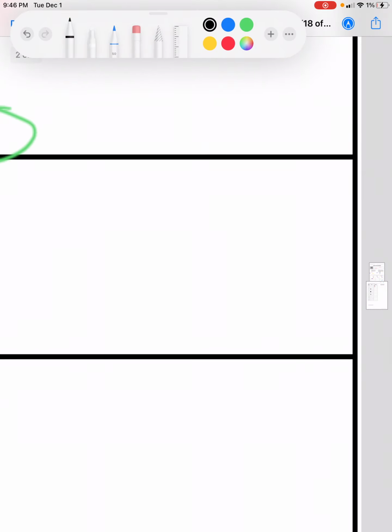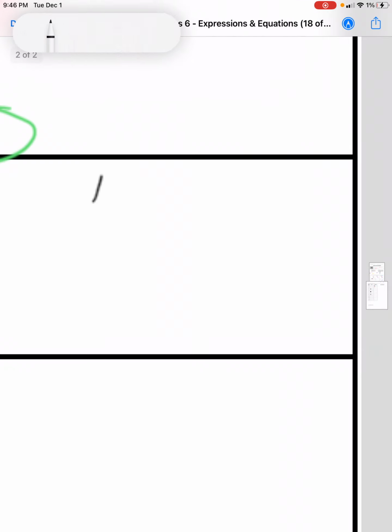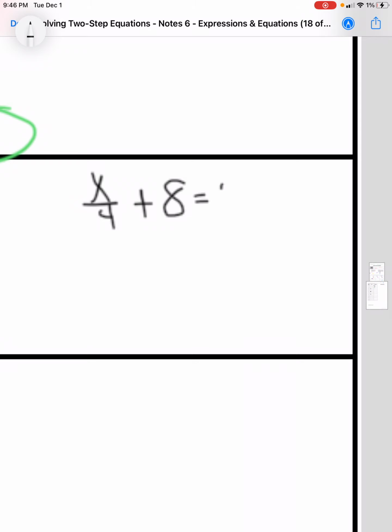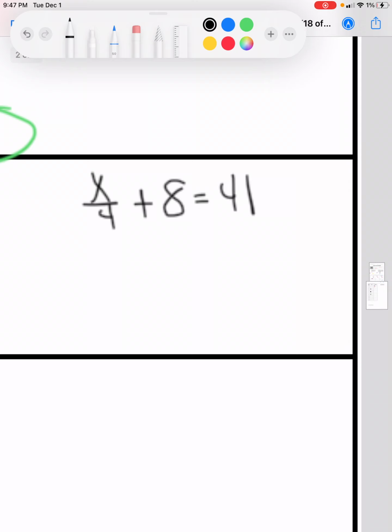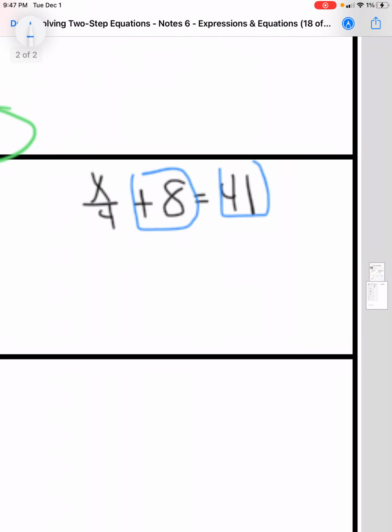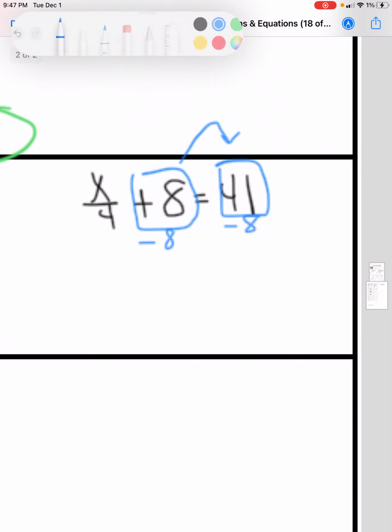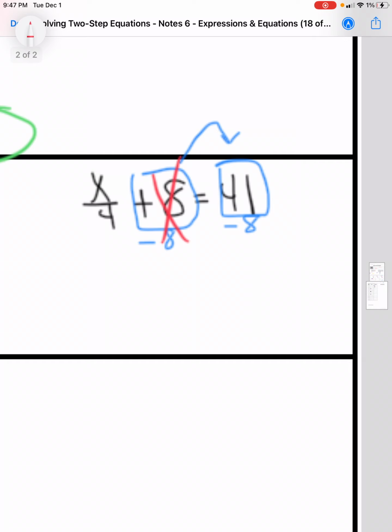The next one, x over 4 plus 8 equals 41. Again, find your like terms, the ones without variables. Okay, if you forgot what like terms are, you better know, because you got a test coming up on it. We're going to take 8 to the other side. How do we do that? Well, yes, you're right again. We subtract 8. Those go away. I'm left with x over 4 equals 33.